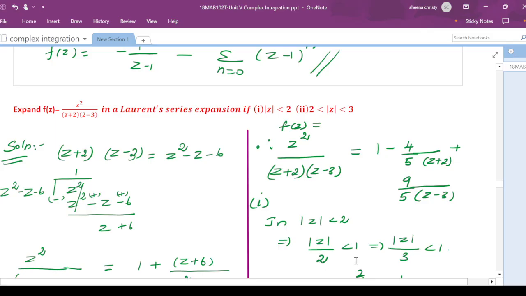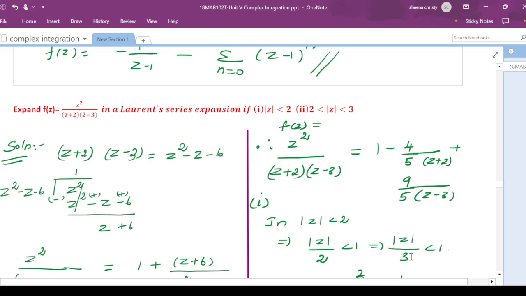Here we have the circle. We are dividing that circle part by 2, which is less than 1. Therefore, by dividing the circle part by 3, it is definitely less than 1. Why are we dividing by 3? Because in the first term you have 2, whereas in the second term you have 3. That's why we write modulus of z by 2 is less than 1, which definitely implies that modulus of z by 3 is less than 1.